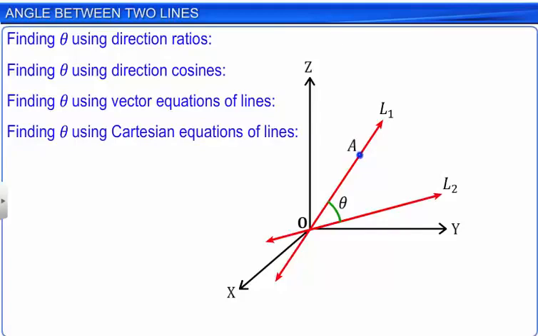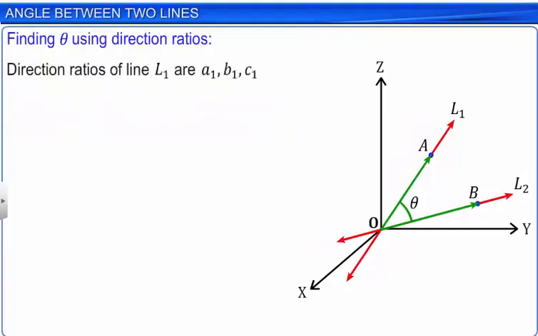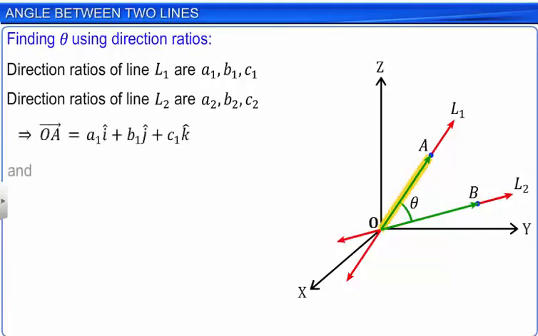Consider a point A on line L1 and a point B on line L2. Now, consider the directed lines OA and OB, representing the position vectors of points A and B, respectively, with respect to the origin. Let A1, B1, C1 and A2, B2, C2 be the direction ratios of lines L1 and L2 respectively. Thus vectors OA and OB can be written in component form as shown.